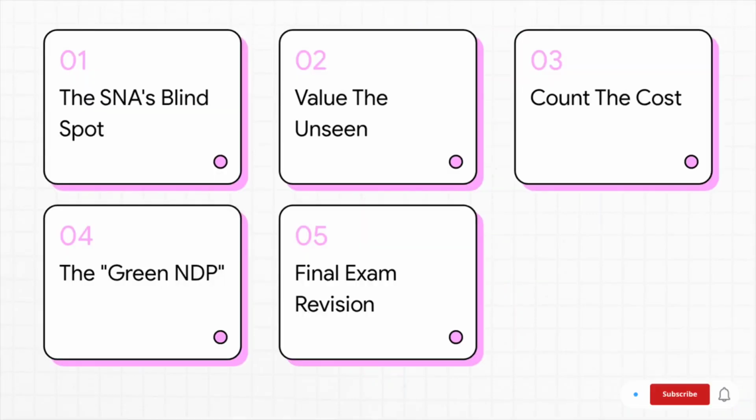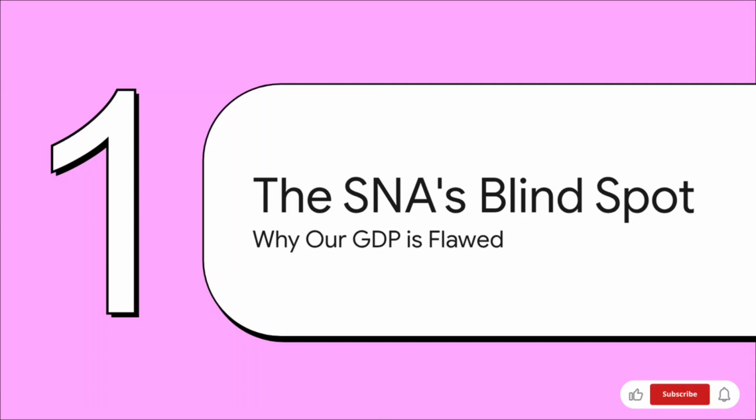Here's how we're going to do it, broken down into 5 clear parts. First, we'll talk about the core problem with the usual way we measure things, the SNA. Then, we'll dive into the 2 big adjustments green accounting proposes, see how they create a whole new metric, and wrap it all up with a quick revision to make sure it all sticks. All right, first things first.